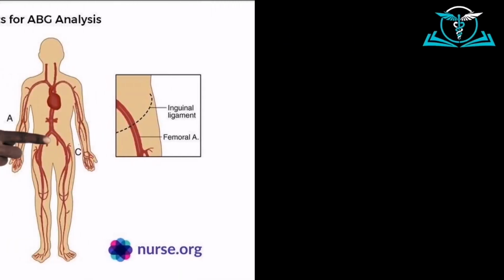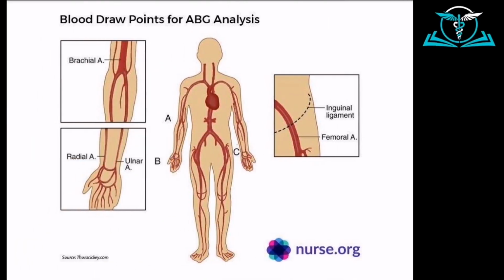Now before we look at the basic components of the ABG, let's see the points blood can be drawn from. And so as labeled A, B, and C, blood can be sampled from point A, which is the brachial artery, from point B, which is the radial artery, and the femoral artery, which is point C, as shown in this diagram. Other sites may include the dorsalis pedis artery and the axillary artery.